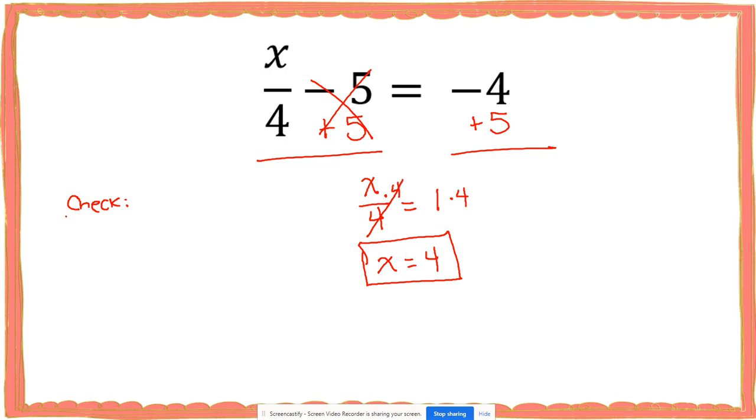Again, I can always check my work. So my original equation said x over 4 minus 5 equals negative 4. I'm going to plug in 4 for x. So 4 over 4 minus 5 equals negative 4. I would divide 4 over 4 is 1. And then I would write the rest of this. And then I would solve 1 minus 5, which would give me negative 4. Since this is balanced, that means that my solution of x equals 4 is correct.